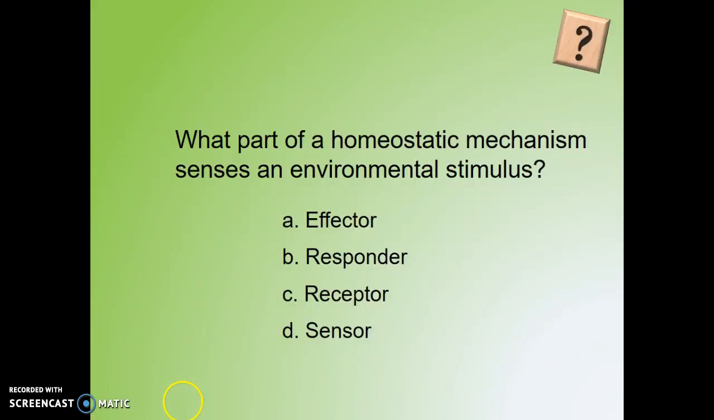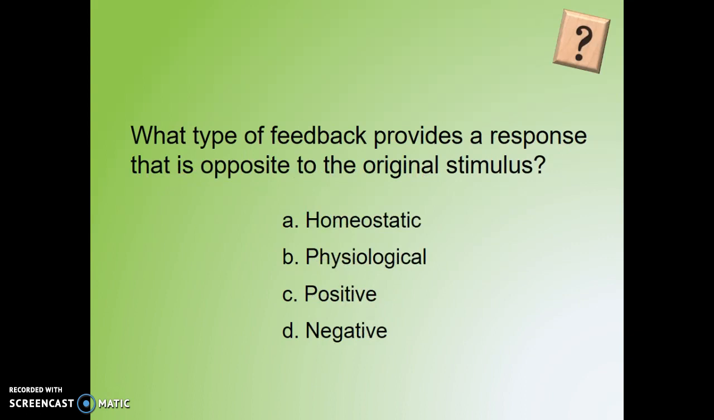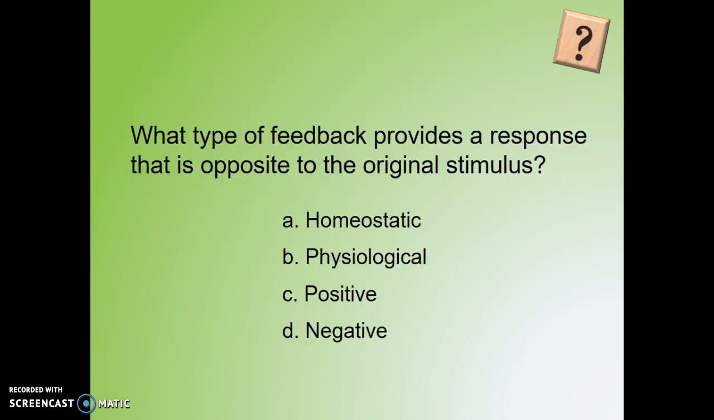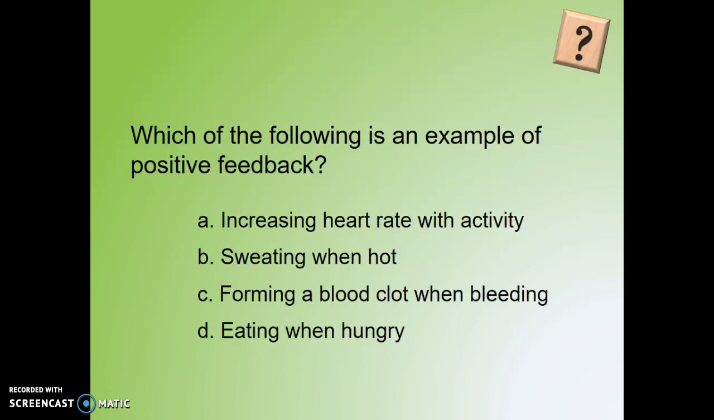What part of a homeostatic mechanism senses an environmental stimulus? Whoops, no answer there. The answer is receptor. What type of feedback provides a response that is opposite to the original stimulus? Again, no answer there. The correct answer is negative feedback. Which of the following is an example of positive feedback?